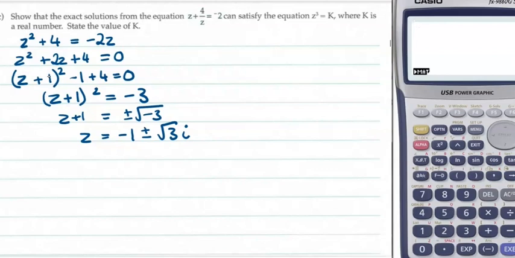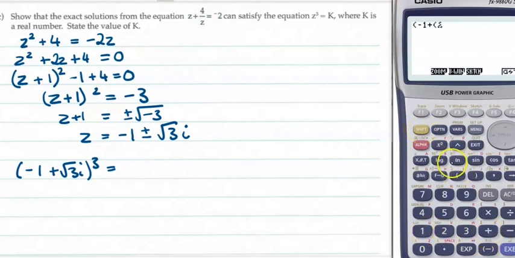Now let's test out those possible solutions in z cubed and see if we get k, where k is a real number. So let's try out -1 plus √3i and cube it. I'm going to use the calculator for this. So -1 plus, and be really careful with your square roots here. I want to make sure that only the 3 is involved in the square root, and then it gets multiplied by the i, and then we will put that to the power of 3. And if we cube that thing, we get 8.